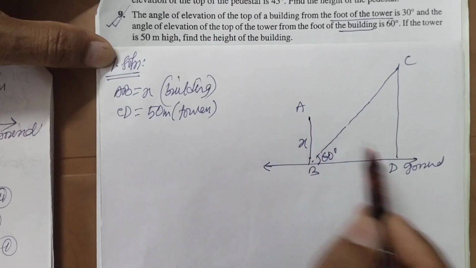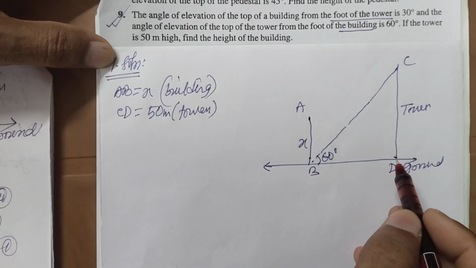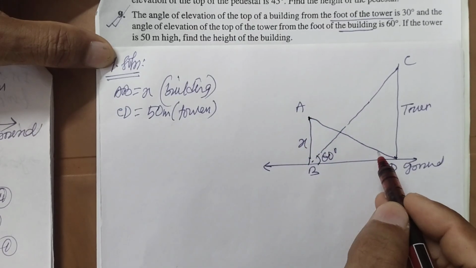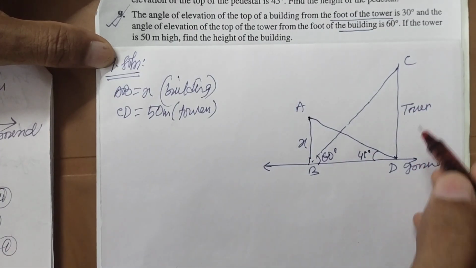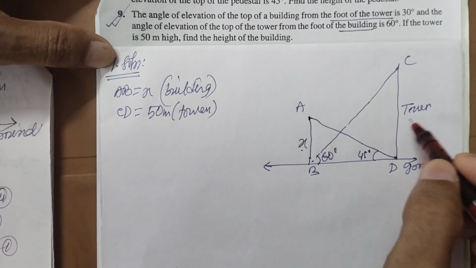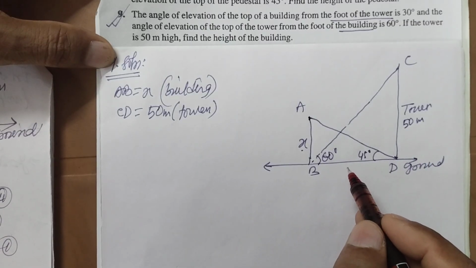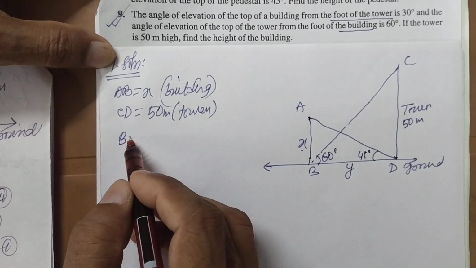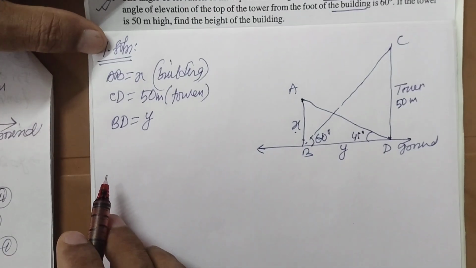And from the bottom of the tower, a person is observing the top of the building at 45 degree. You are asked to find the height of the building, let it be X, and this is 50 meter. The BD distance we do not know and we don't need to find, let us just mark it Y, just for convenience.